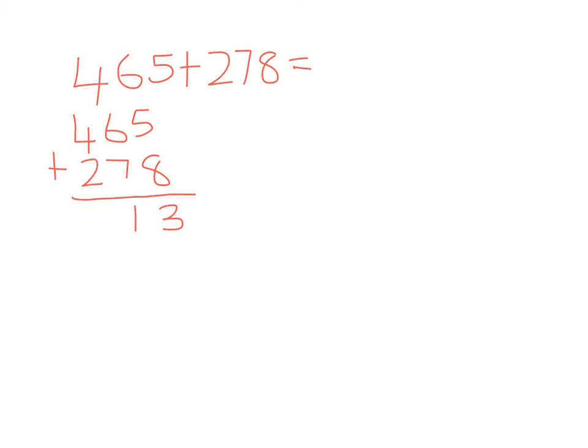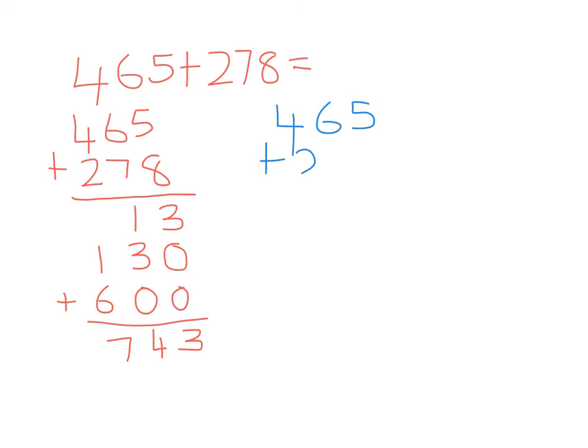60 plus 70 is 130. 400 plus 200 is 600. And then I just add all my totals together. It's 3, 40, 700, 743. Can use the short written form, which is the one you'll probably work out is more efficient.